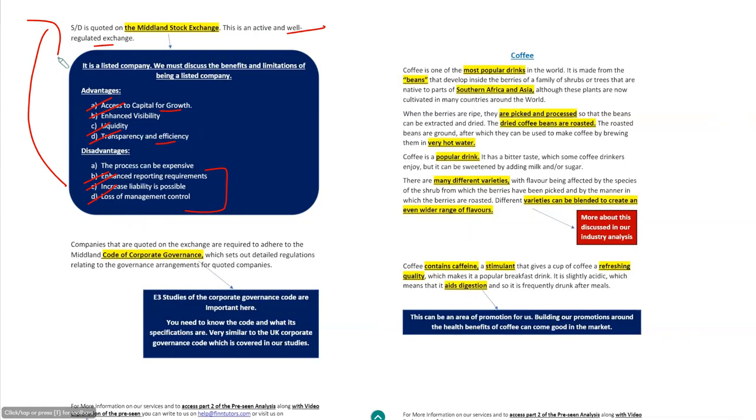Now, companies that are quoted on the stock exchange need to adhere to the corporate governance code. Over here, they say the Midland corporate governance code, but you can assume that it's going to have a strong correlation with the UK corporate governance code. So your E3 and P3 studies for the corporate governance code are very important over here. You need to know what each part of the code means, and you should be able to justify, when we further go on to the structure of this organization, whether the corporate governance code has been adhered to.